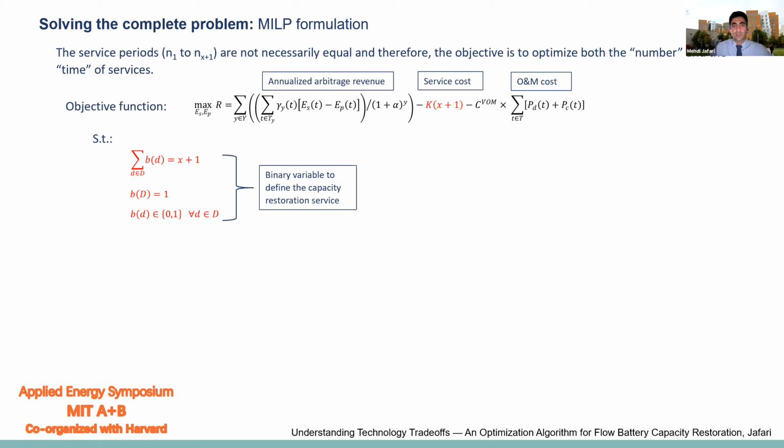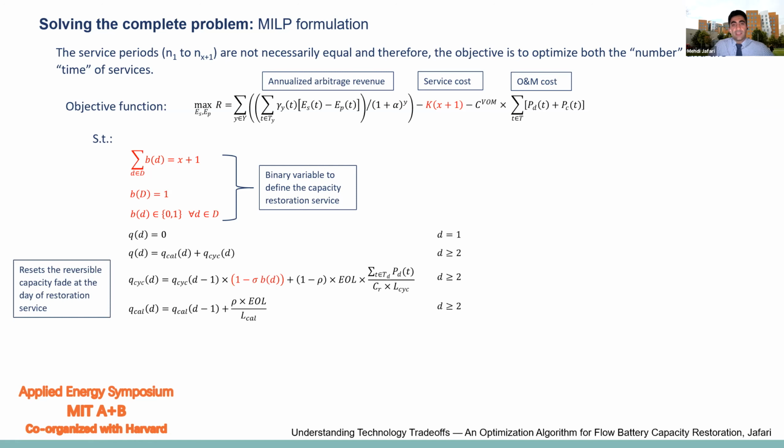We start with the constraints related to the service. We define a binary variable B equal to the number of services. And we assume that at the end of period D, we have one mandatory service. And then we define the degradation based on this binary variable. So on the days that the binary variable is 0, the degradation happens and the capacity declines over time and cycling.